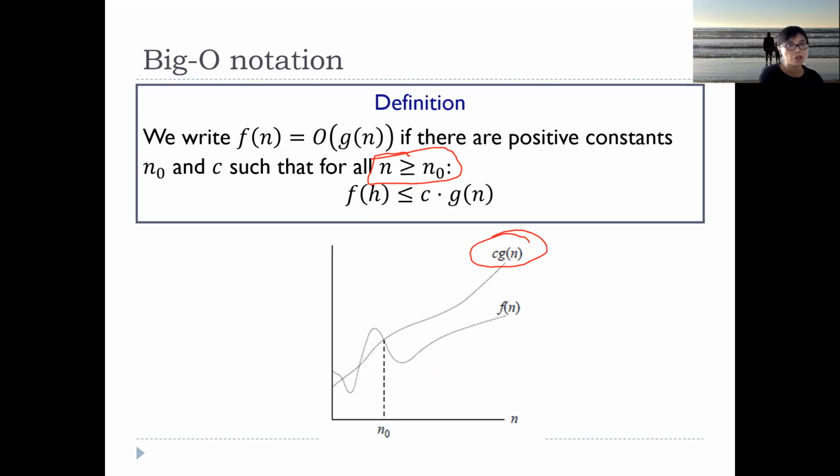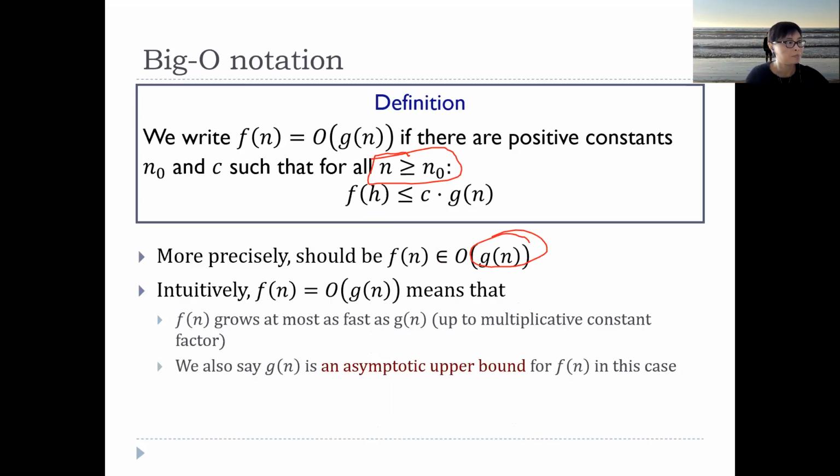So again, intuitively, you can think of this big O as smaller than or equal to, but up to a constant. So this is what we write here. f of n grows at most as fast as g of n up to some multiplicative constant. We also say that g of n is an asymptotic upper bound for f of n in this case, because f of n is bounded from above by g of n. Is smaller than or equal to.